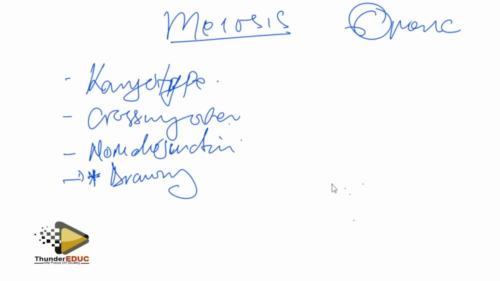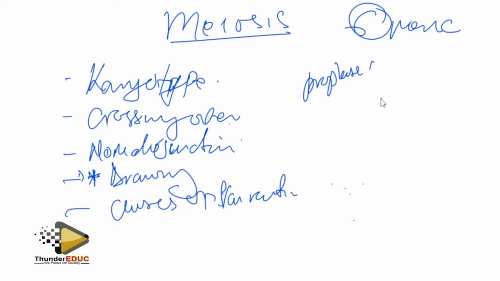Before I go to non-disjunction, where does crossover take place? It takes place during prophase 1. Don't just say prophase, we will get it wrong. Prophase 1. What are some of the causes of variation? We'll talk about them. I'll see how people lose marks here.